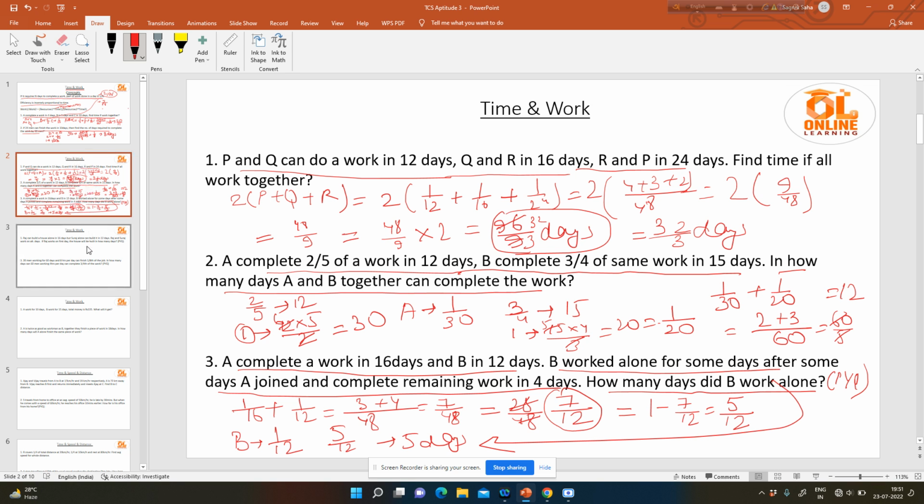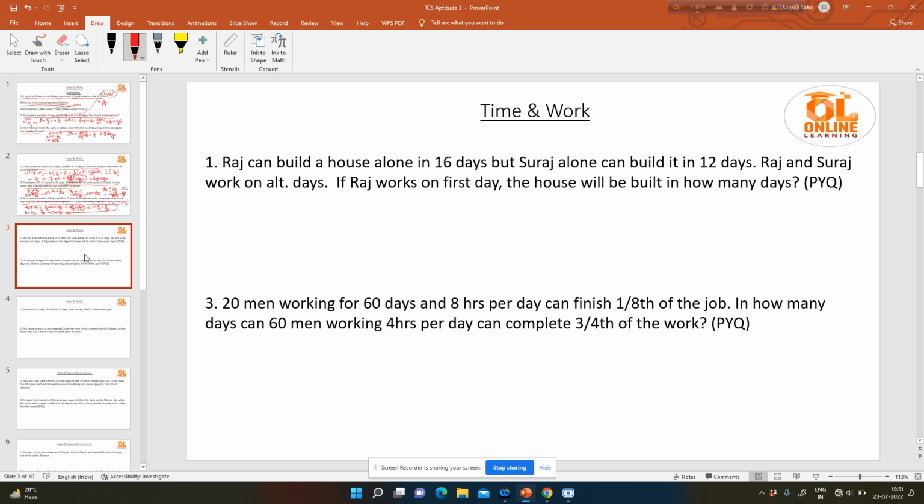Okay, let us move to the next question. These two are very important questions, and you can see both of these in your advanced type of questions. Let us understand these questions. Raj can build a house alone in 16 days, but Suraj alone can build it in 12 days. Raj and Suraj work on alternate days. If Raj works on the first day, the house will be built in how many days?